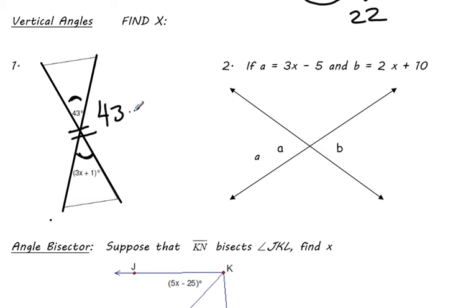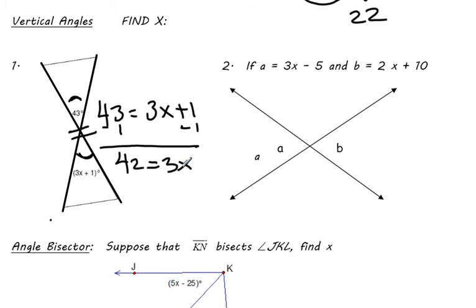So 43 equals 3x plus 1. I'm going to subtract 1 from both sides of my equation, and I get 42 equals 3x. And I'll take 42 divided by 3, so I get x is 14. Now I know that I've solved for x, but I always want to plug it back in to make sure that this angle does in fact equal this angle. So 3 times 14 is 42 plus 1, which is 43. So 43 does equal 43.